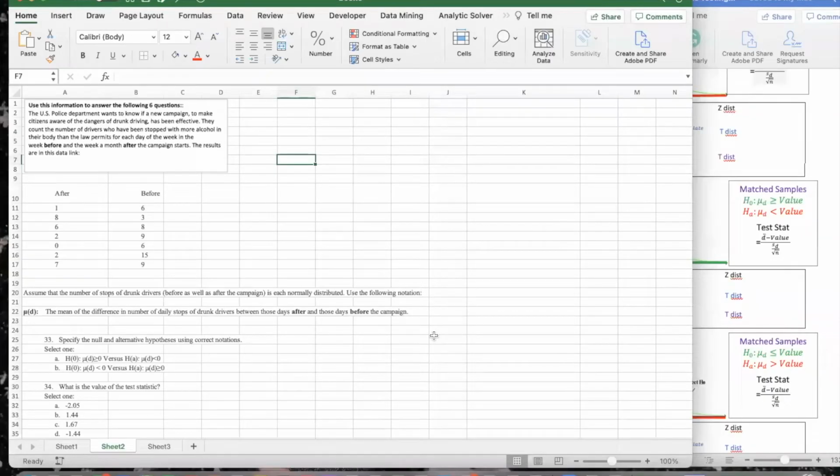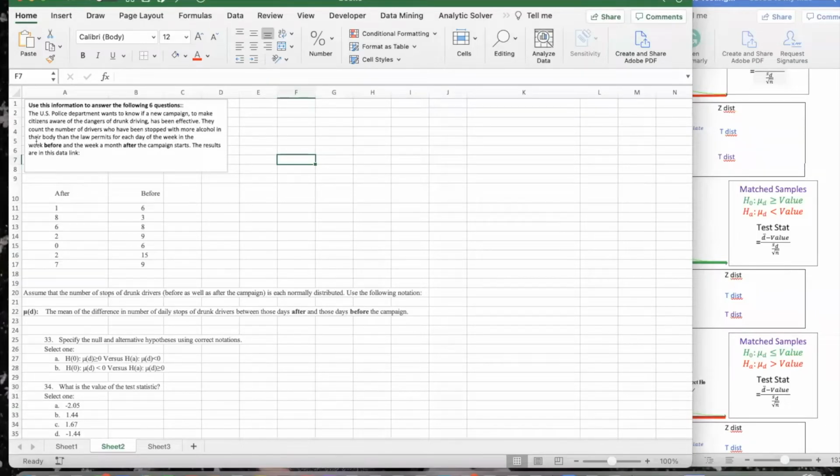All right, so the next set of questions I feel like can be easily done through Excel. There's a very easy method using data analysis that will give you all of the answers within seconds. So before we get to that part, let's understand what this question is asking, because that's what we need for the null and alternative hypothesis.